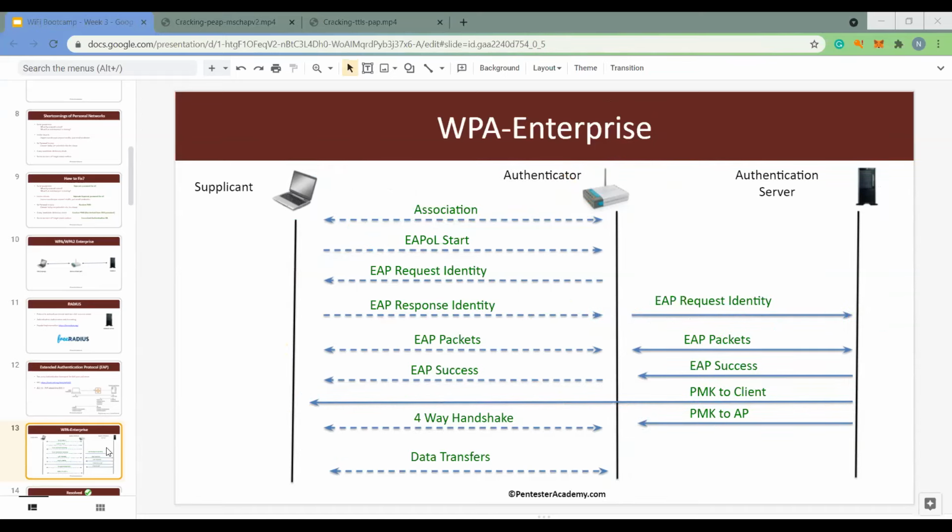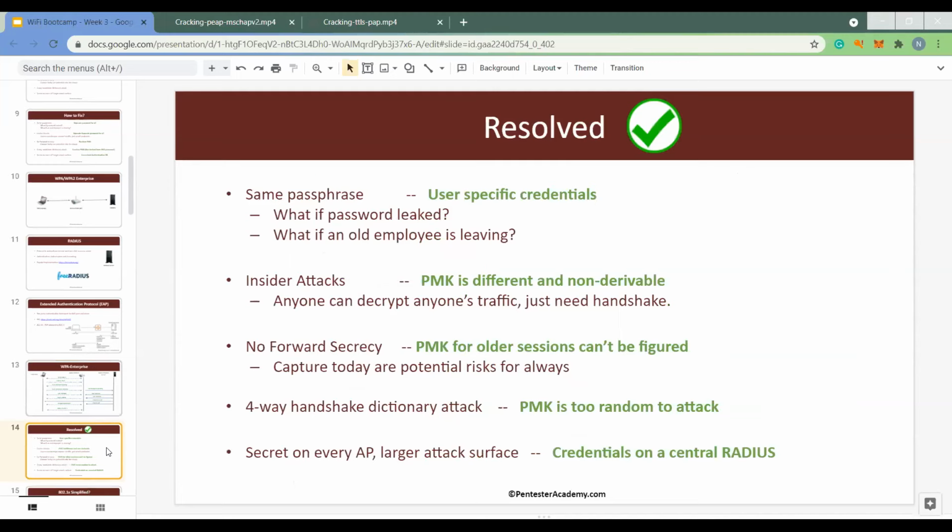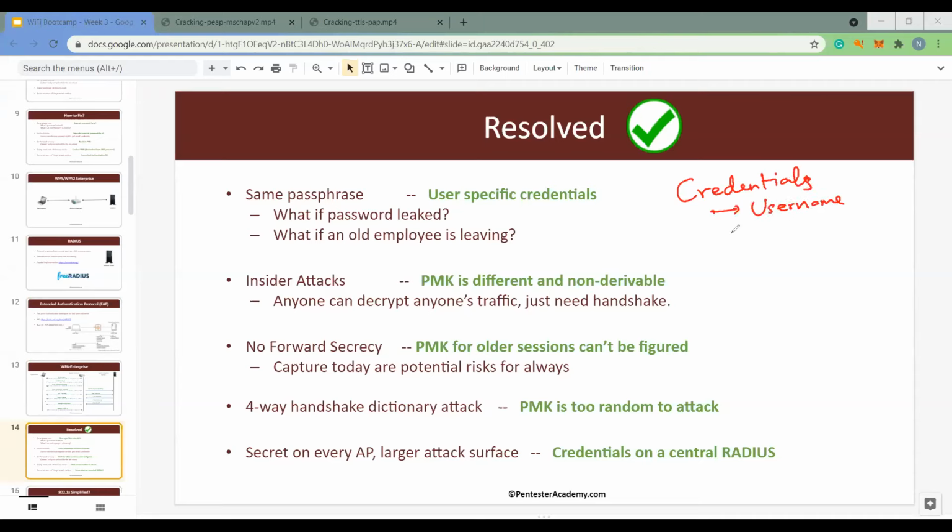If we move to the next slide, you will see that all the issues that we had with our WPA2 personal networks are now taken care of by our enterprise networks. How? The first thing is that now we have credentials, and these credentials are specific to each user. Each user is going to have a username and a password, right? So even if someone has leaked his password, the attacker will only be able to access whatever this user can. Similarly, if an old employee is leaving or a new employee is coming in, you can just revoke his credentials and issue new credentials to the new employee, right? Easy to manage, just like AD.